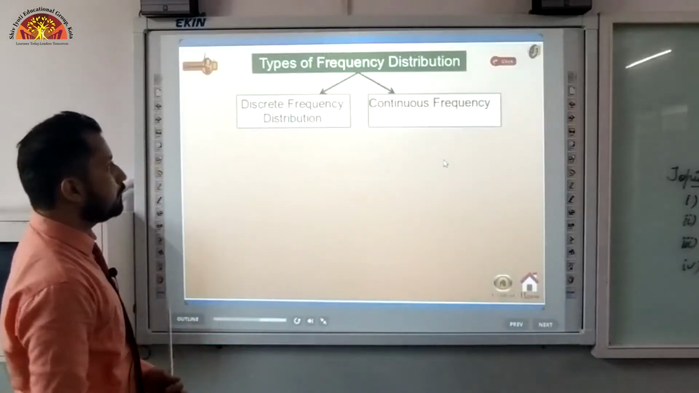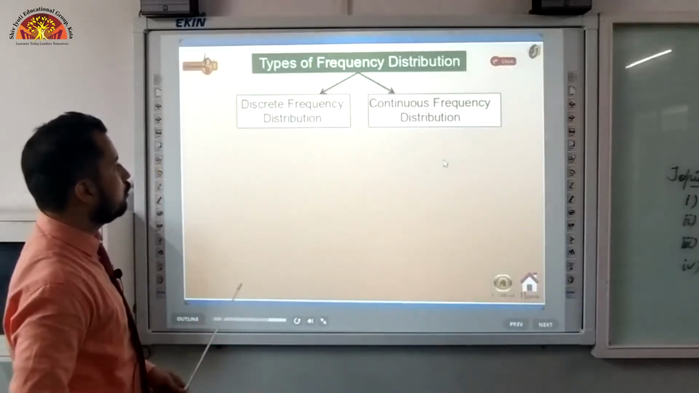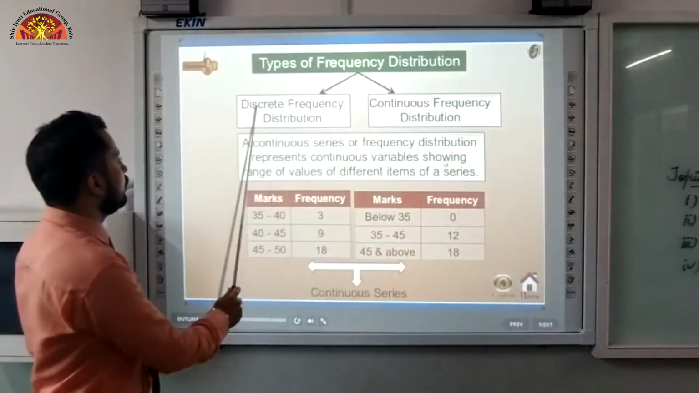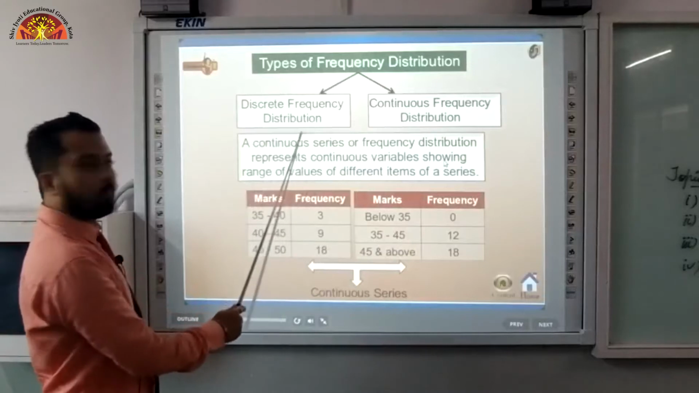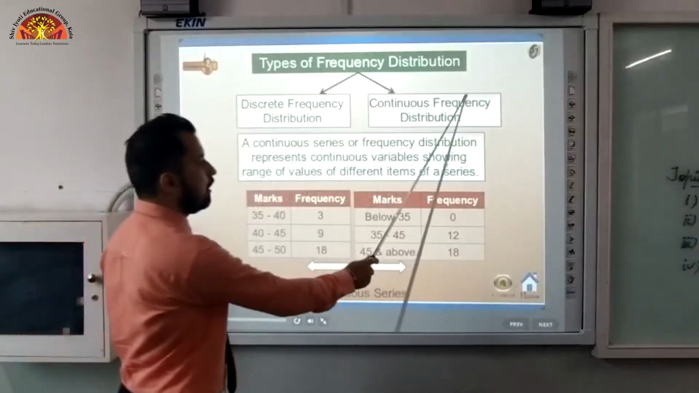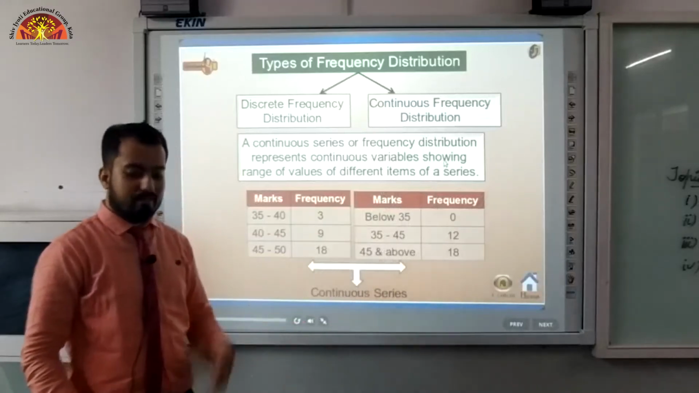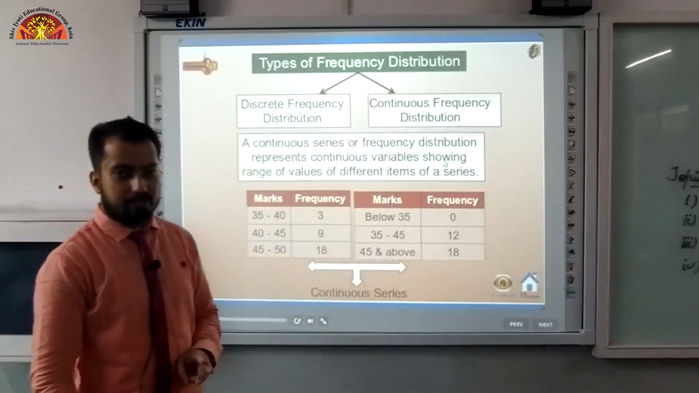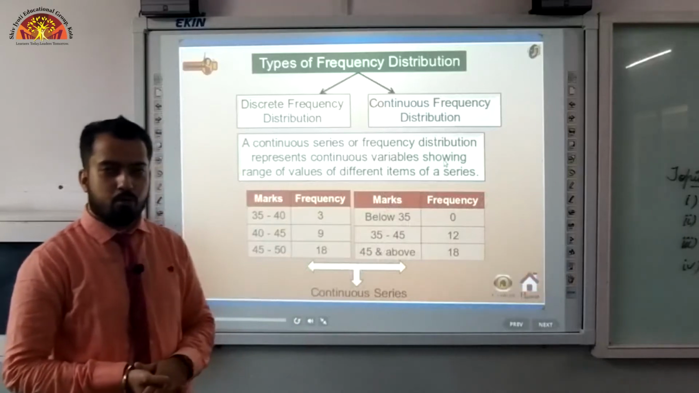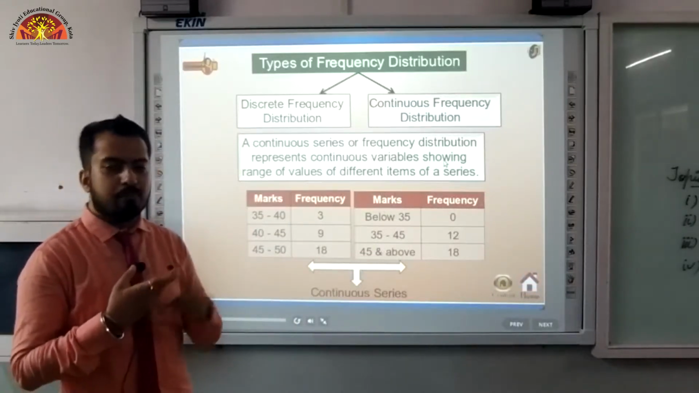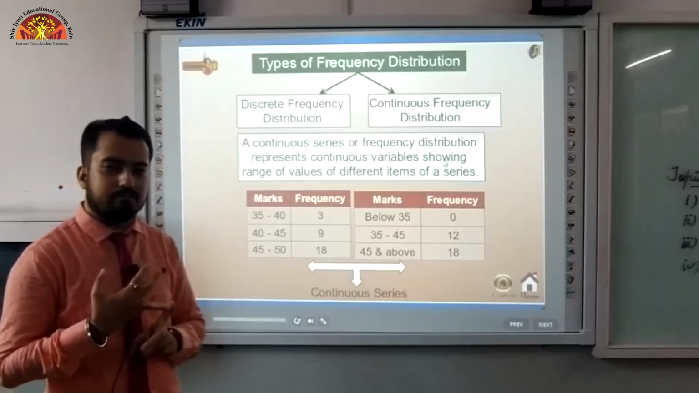Next we have types of frequency distribution, which I told you will be part of today's topics. One is discrete frequency distribution and the other is continuous frequency distribution. As I have told you, basically we have three types of series. In the previous lecture I told you that we have three types of statistical series. The first is individual, another is discrete and the last one is continuous series.